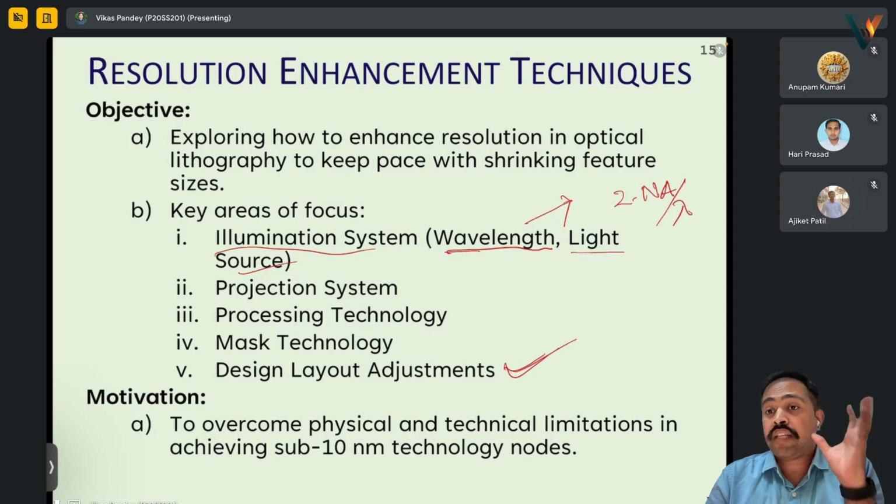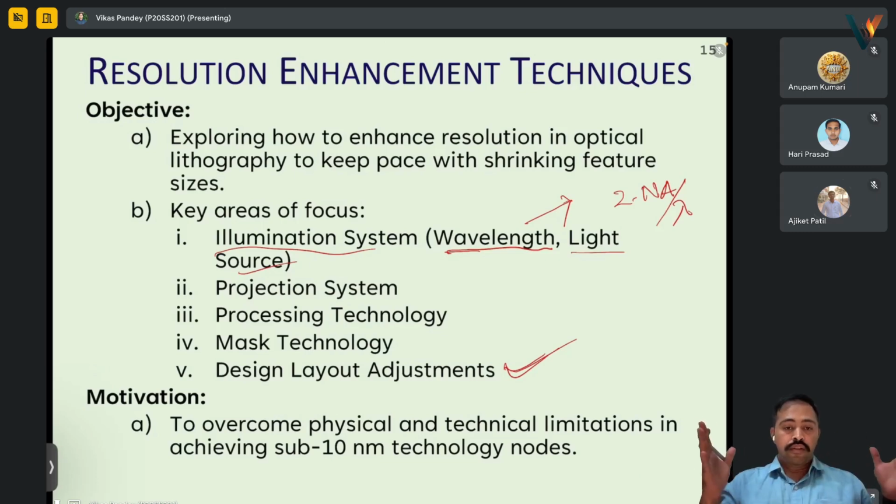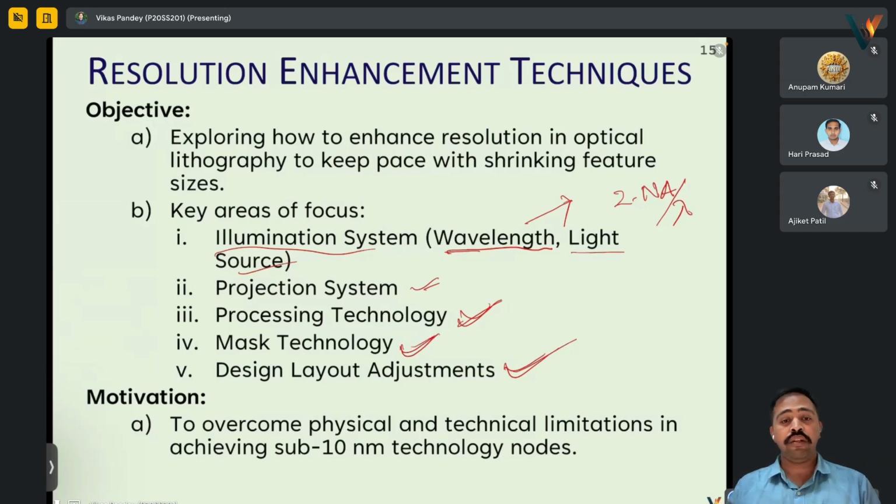Then second is using a projection system. We have seen that using a projection system, we can have a bigger mask. So we make a mask with liberty and then we reduce its size or scale it down using the projection system. Then some processing technology we can use. We can even do some improvement in mask technology, or some design layout adjustment, so that we are able to reach such smaller dimensions of sub 10 nanometer technology nodes.